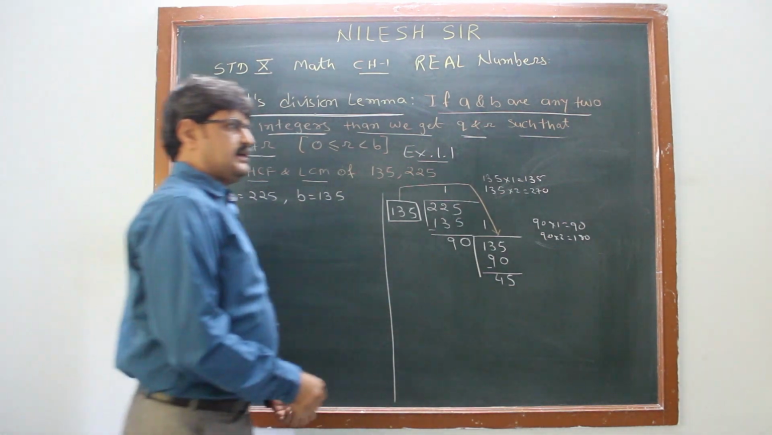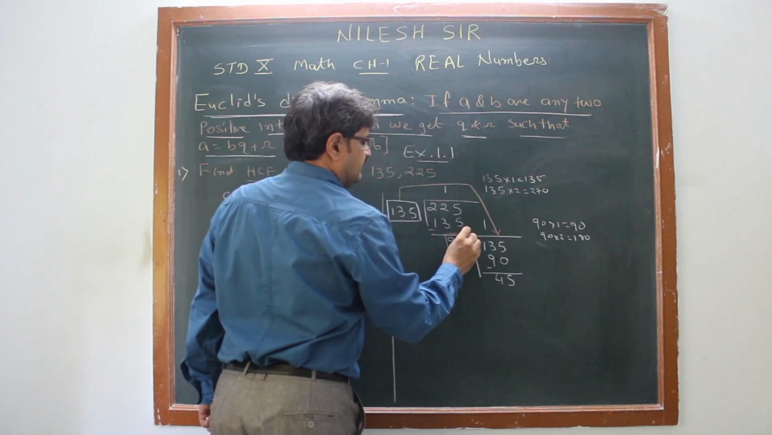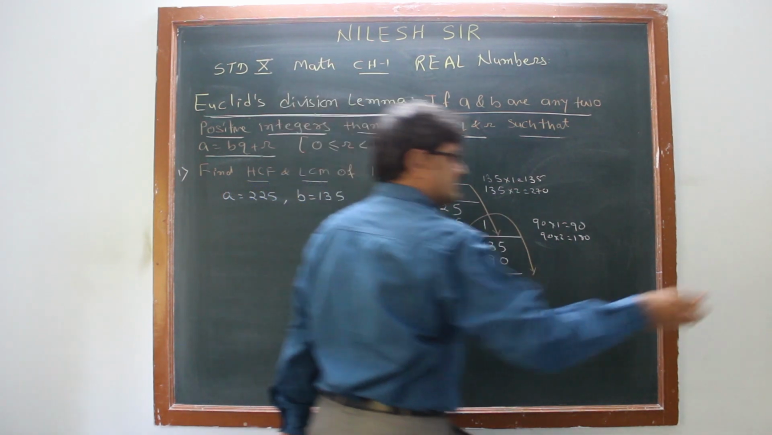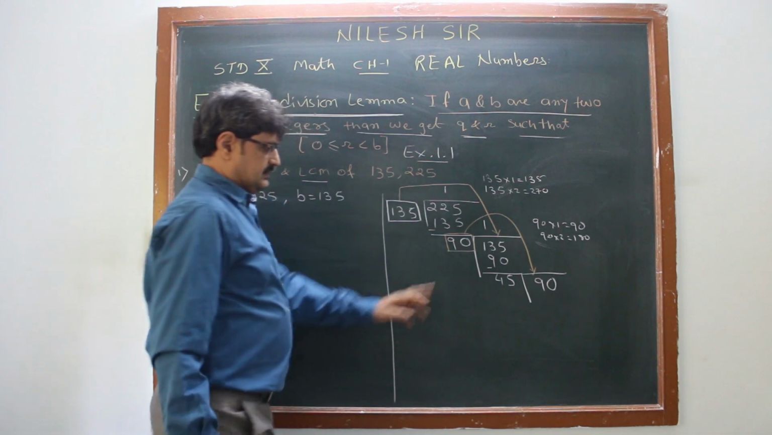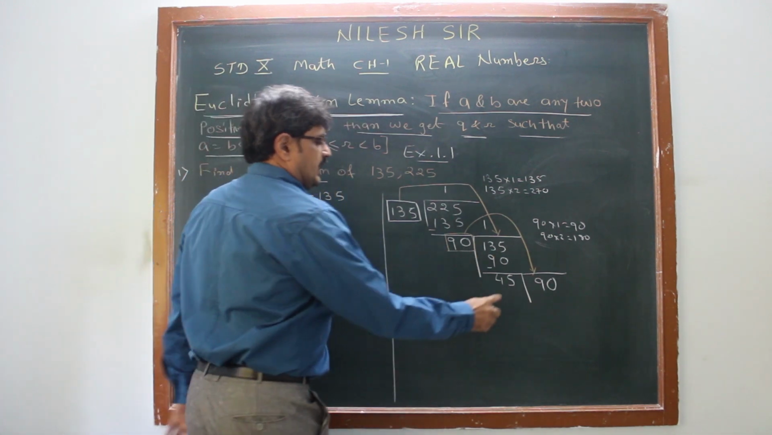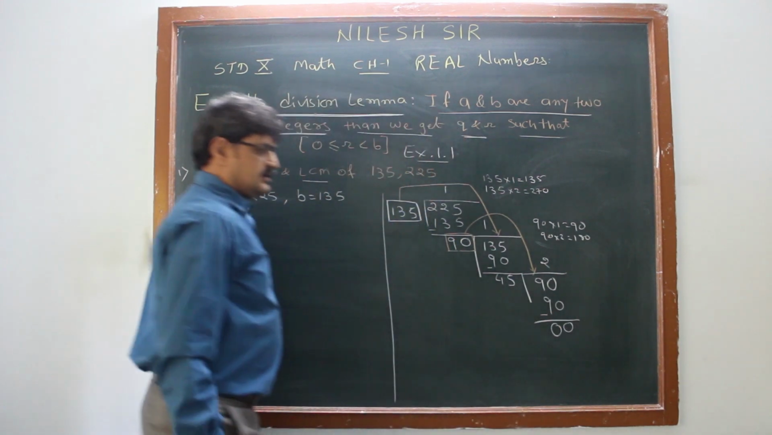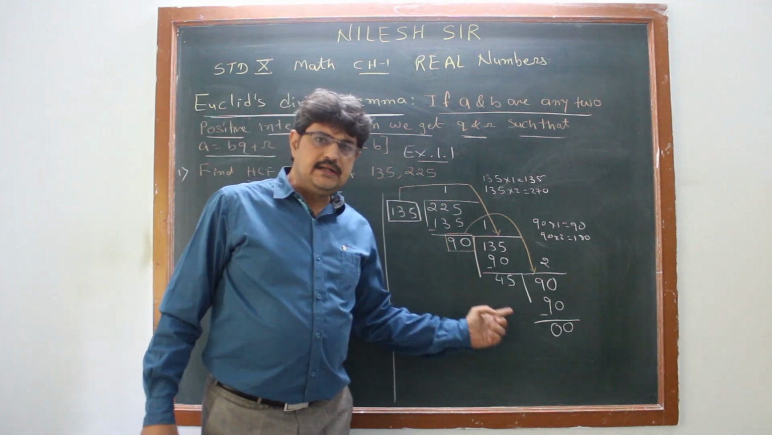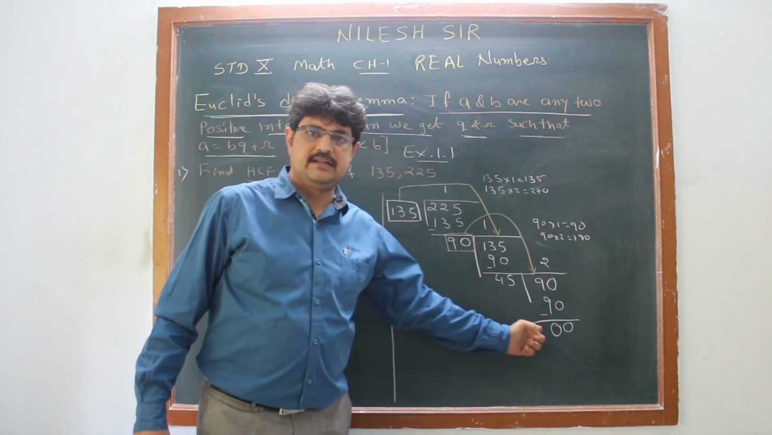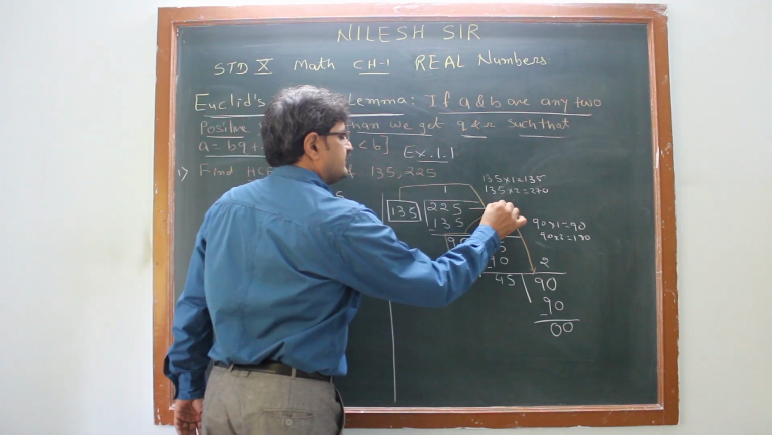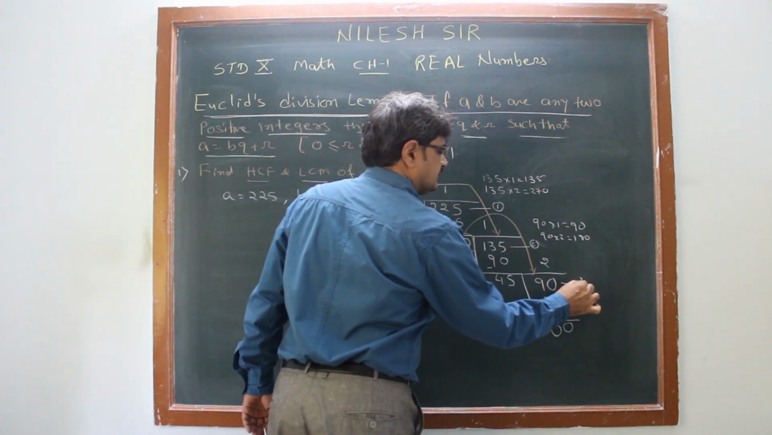Again, you should remember that the divisor will become the dividend. So I will write here 90. Now 45 twos are 90 and I get remainder 0. You have to move until you get remainder 0. This is our first dividend, this is our second dividend, and this is our third dividend.